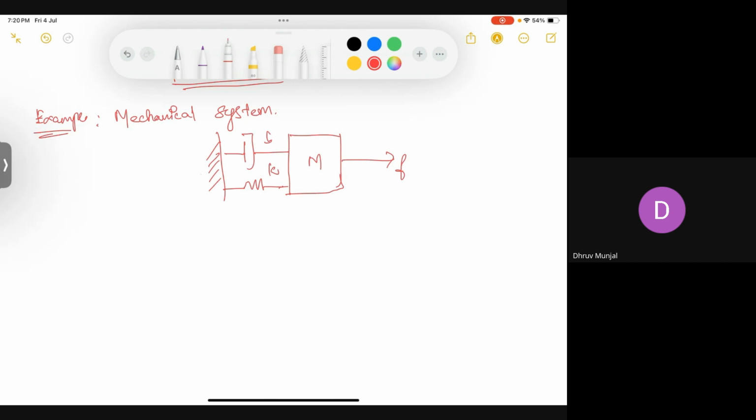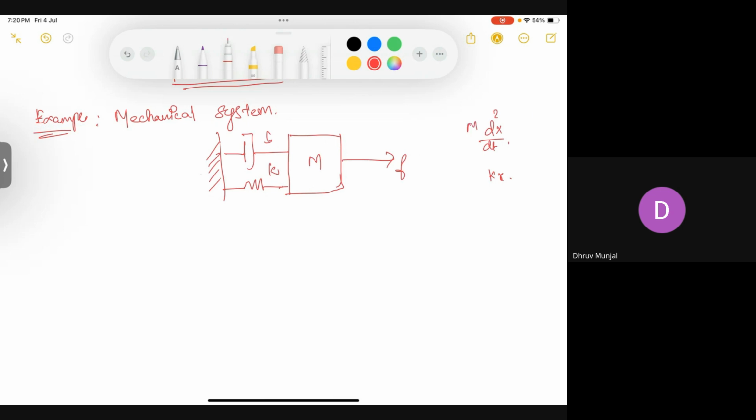Okay, so how will you write a dynamic equation for this? Whenever a mass is involved, it becomes M d squared x by dt squared. For any spring, it won't have any memory actions, so it would be x into K.